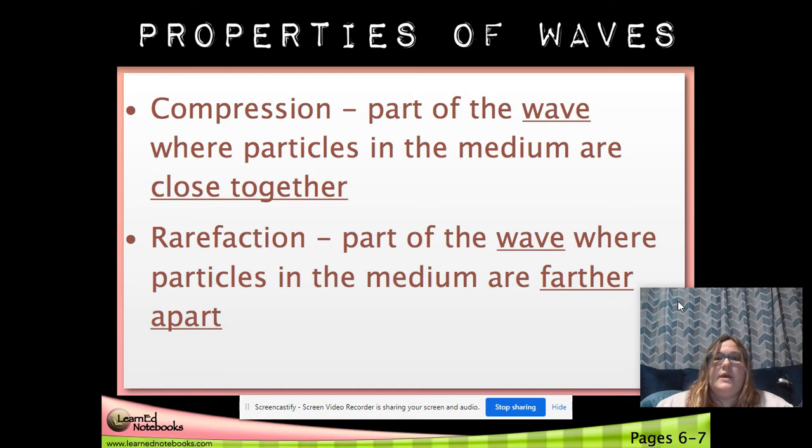Rarefaction is when part of the waves are farther apart. They're rare. They don't want to be by anybody else because they're different, so they're farther apart.